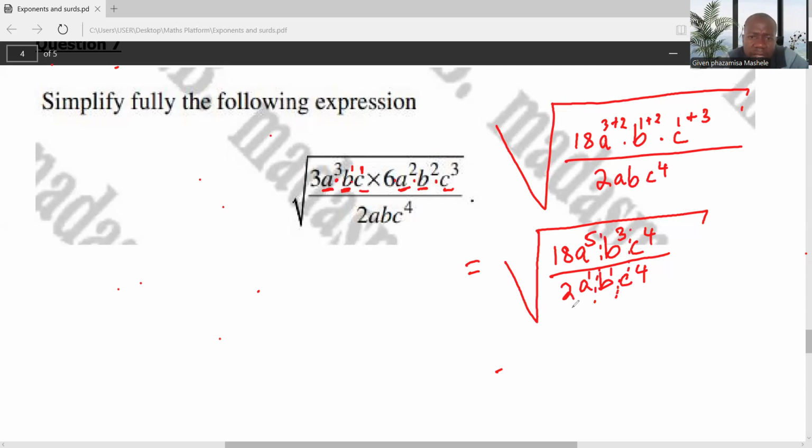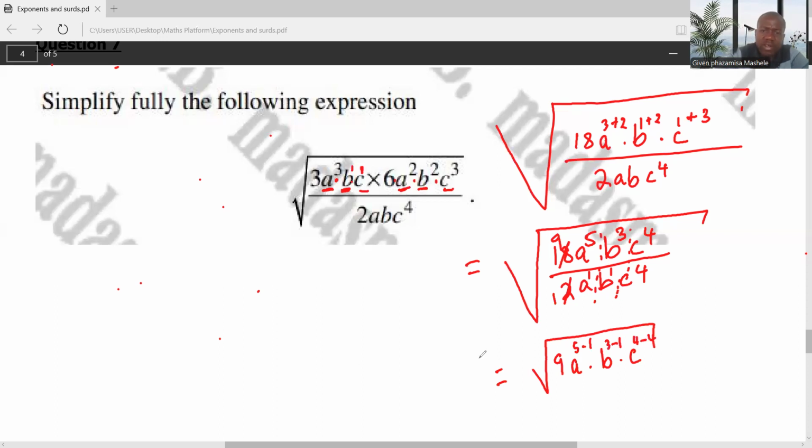I believe you're following. So it means this will be the root of, and by the way, 2 into 2 goes once, and 2 into 18 goes 9 times. So here we have 9. Now for a, the bases are the same. What do we do? We take one base and we subtract the exponent. So it's 5 minus 1 times the base. For b also, take one base and subtract 3 minus 1. Same for c, it's 4 minus 4.